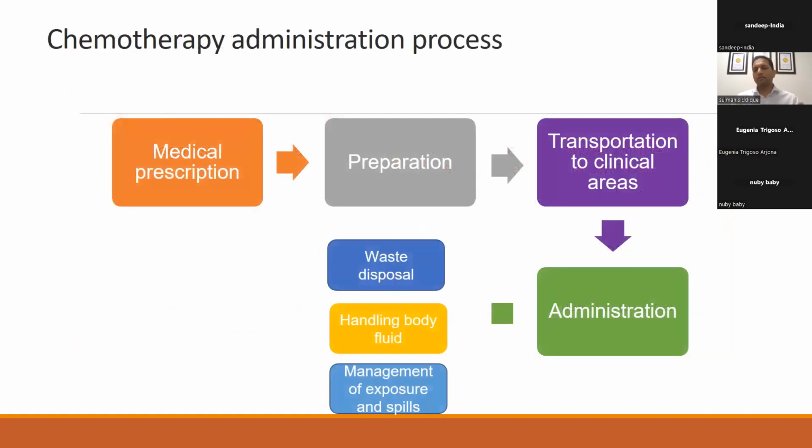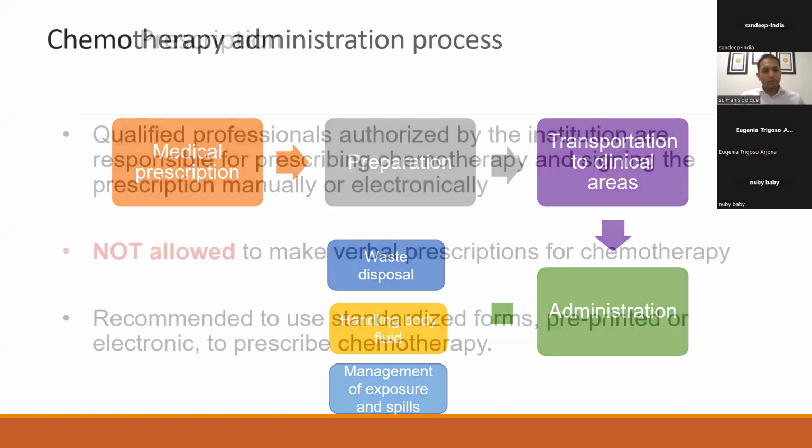So that was about chemotherapy preparation. We looked at administrative controls, we looked at engineering controls, and we looked at the PPEs. After preparation, once you have prepared the drug, we move on to the next stage, which is chemotherapy administration. This is the administration process, which starts from the prescription, preparation, transportation to clinical areas, administration, and then after administration, we have waste disposal, handling body fluids, management of exposures and spills. So we'll go one by one.